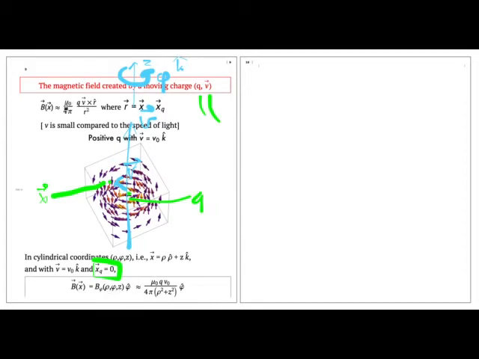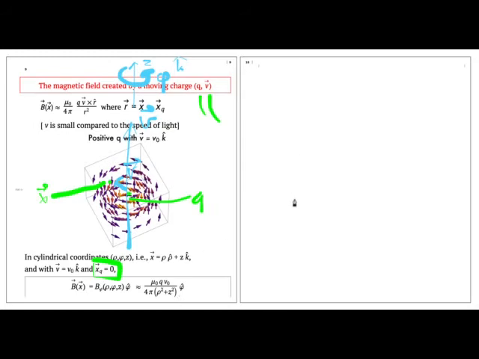It'll be mu naught q over 4 pi. So here's the mu naught q over 4 pi. The velocity will be v times k hat. Then you'll have k hat cross r hat. So you'll have v, k hat cross r hat over r squared. That'll just be phi hat over rho squared plus z squared. Rho squared plus z squared is r squared by the Pythagorean theorem.